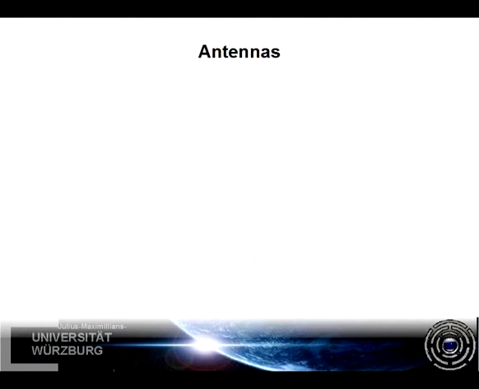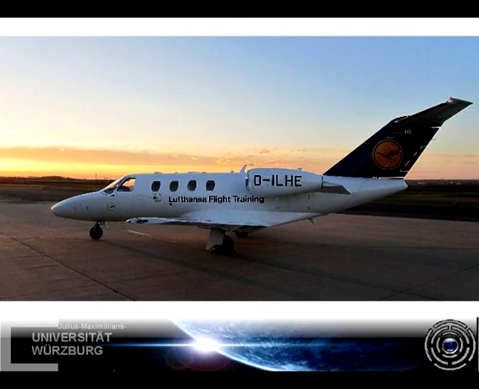NDB, VOR and DME are, amongst others, not self-contained navigation systems. That means that they require a ground station to be able to generate useful data. The receiving antennas for those systems can be seen here in this example. This is a Citation business jet that is used as a training aircraft. The DME antenna is located right here below the cockpit.